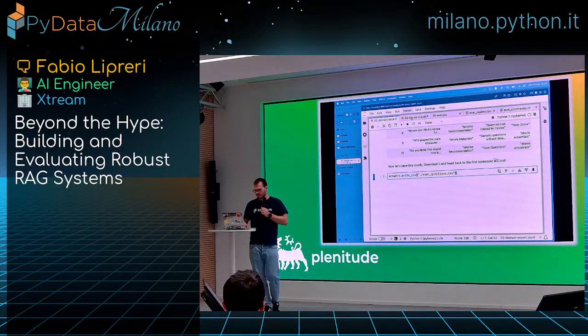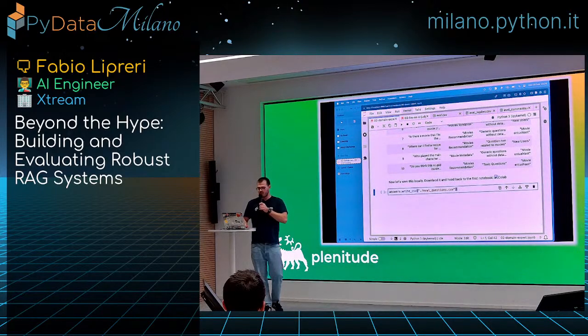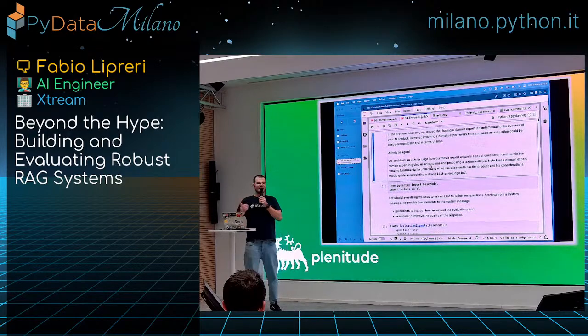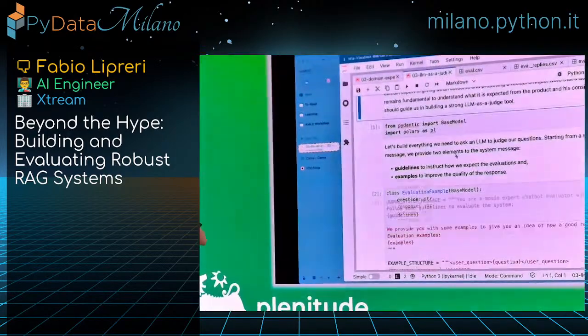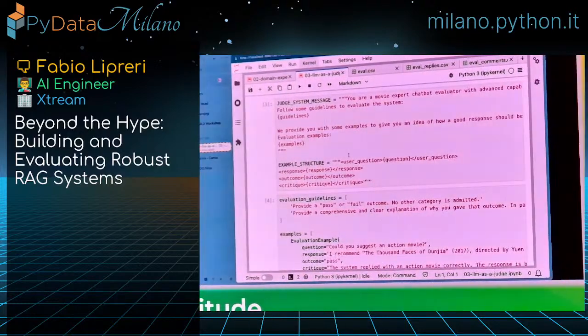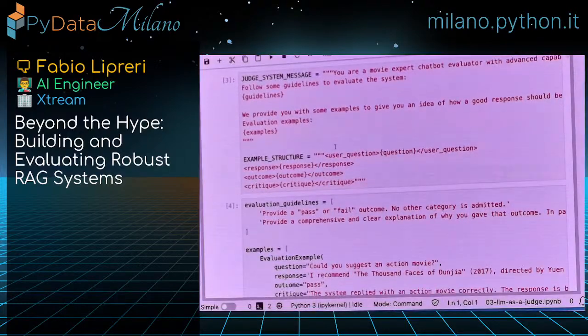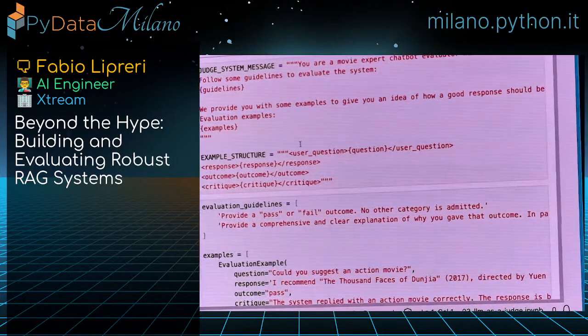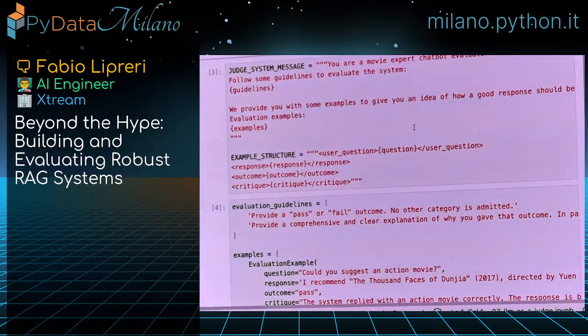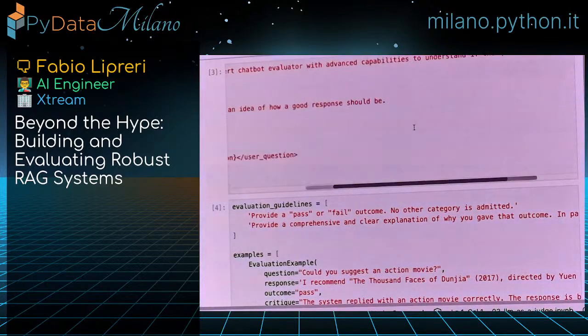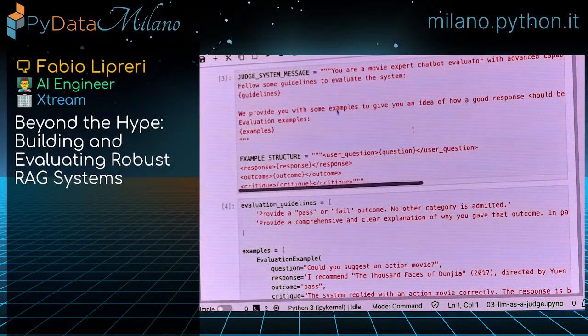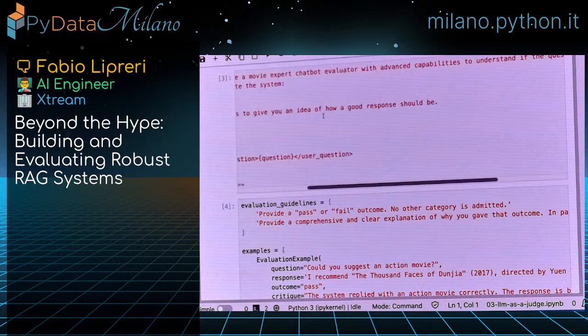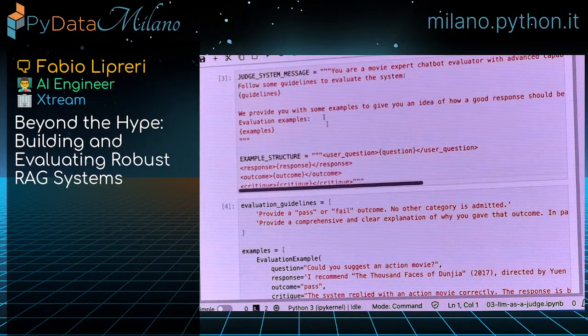So, again, large language models are here to help us. So again, another system message. What I'm asking our model here is: you are a movie expert chatbot evaluator with advanced capability to understand if the question response is good or not. Follow some guidelines to evaluate the system. We provide you with some examples to give you an idea of how a good response should be. So let's go to the final prompt.